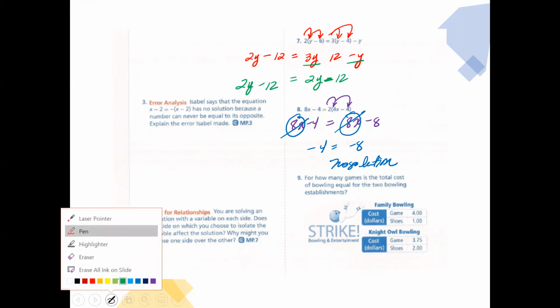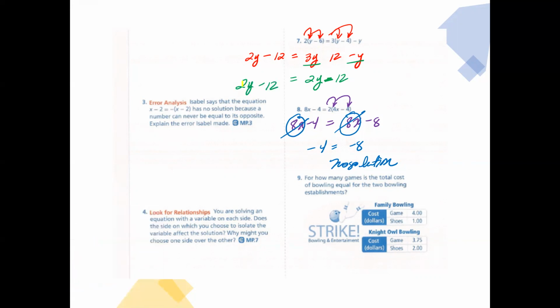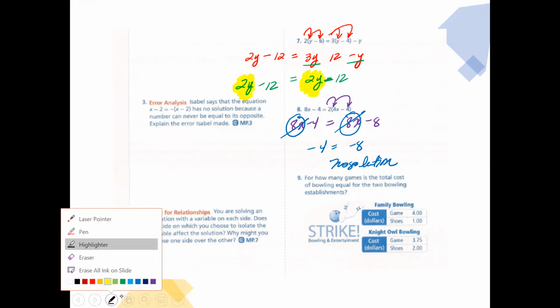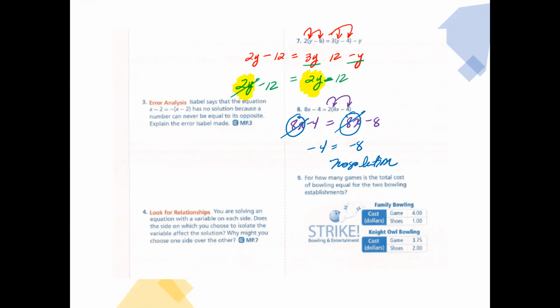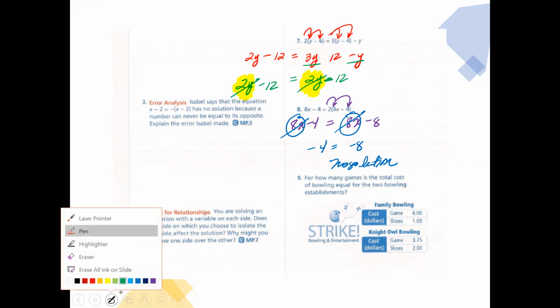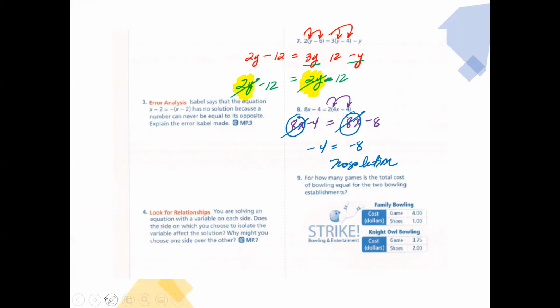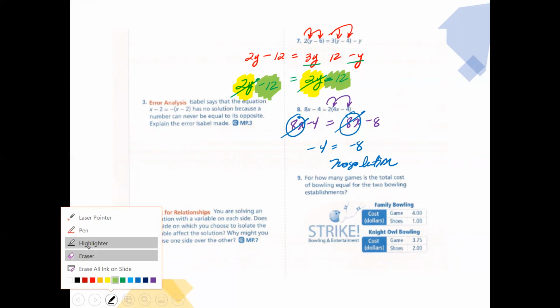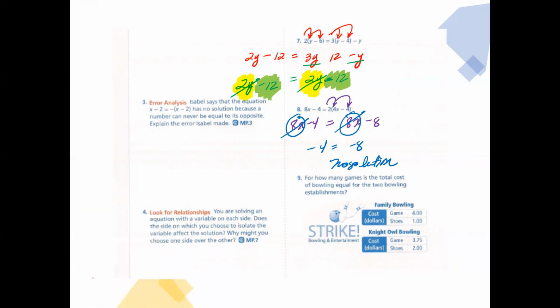If you look at this one here, notice that you have a positive 2y on the right side and a positive 2y on the left side, which means you can just cross it out. They equally cancel because they're exactly the same. Another thing you should notice is that you have a negative 12 on the left side and a negative 12 on the right side, which means they're exactly the same, and you can cross that out. So at this point, you essentially have 0 equals 0.